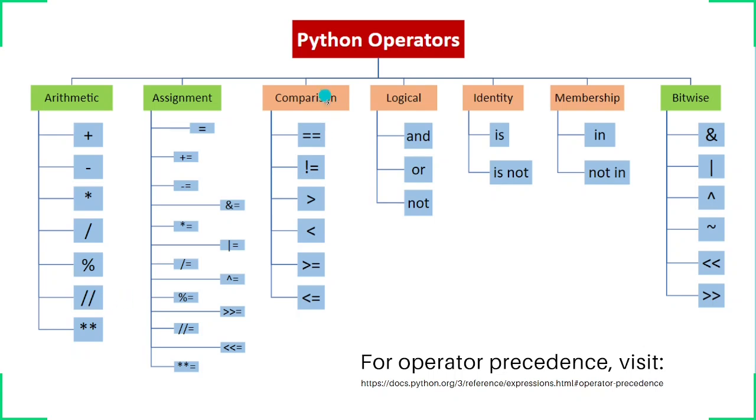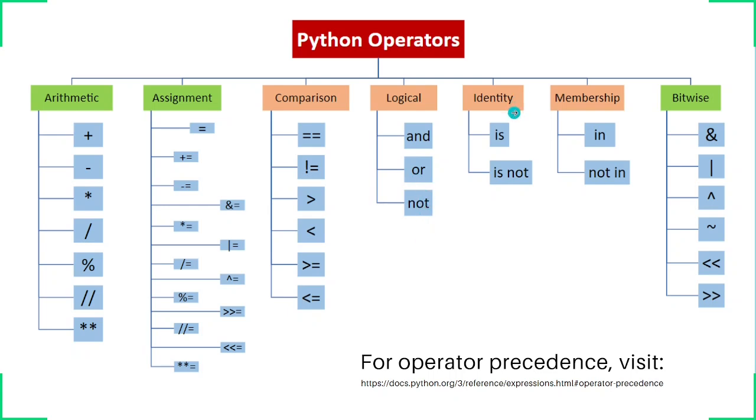Okay, so moving on to comparison, there is double equal to, which compares whether the left side is equal to the right side or not. Then there is not equal to, which is comparing the opposite. Whether these two variables on the left and right are not equal, then it becomes true. There's greater than or less than, greater than or equal to, and less than or equal to. But these are pretty straightforward to understand. Logical operators are and, or, not.